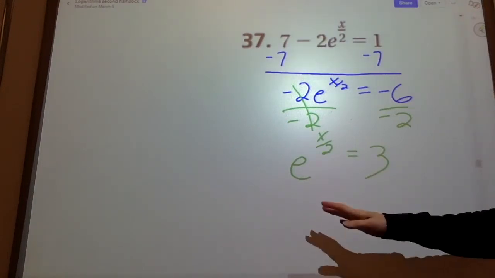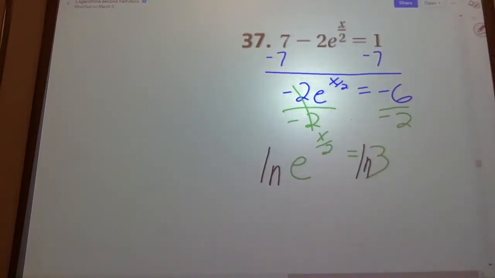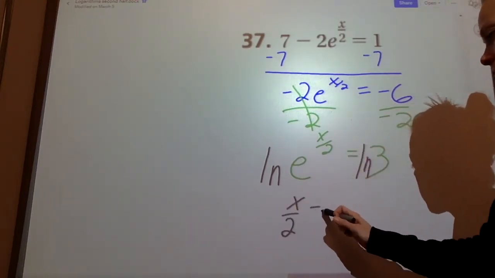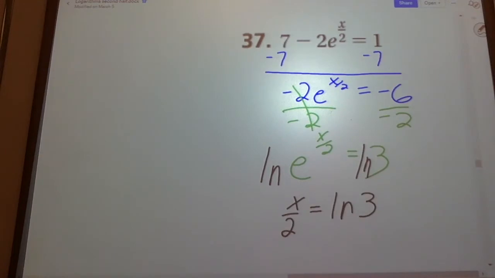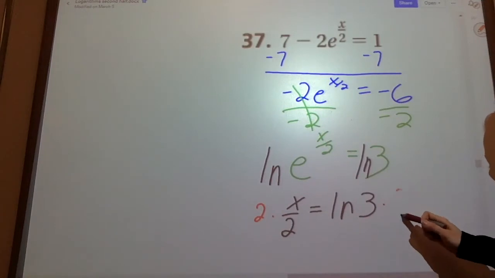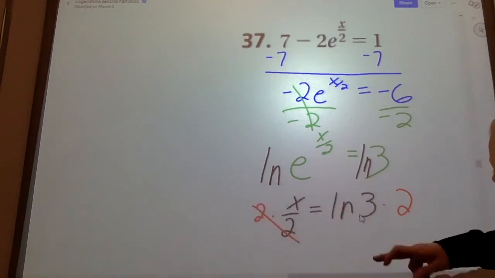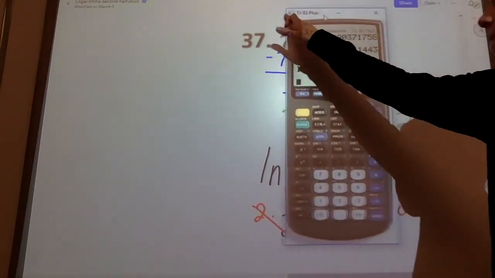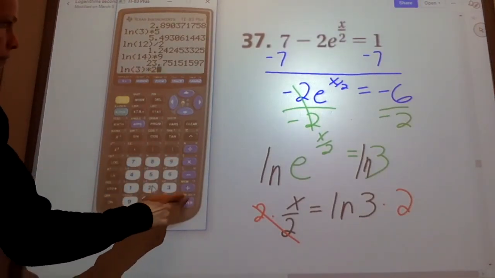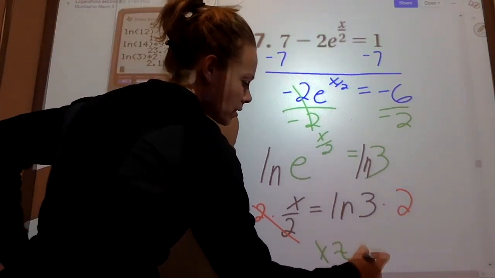Now that I just have e by itself, I can natural log both sides. Ln e to the x over 2 is x over 2. And then to get x by itself, my last step would be multiply by 2. So I get out my calculator, natural log of 3 times 2 is 2.2, round to the hundredths. So x is approximately 2.2.